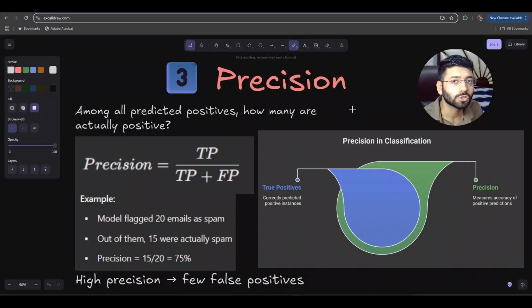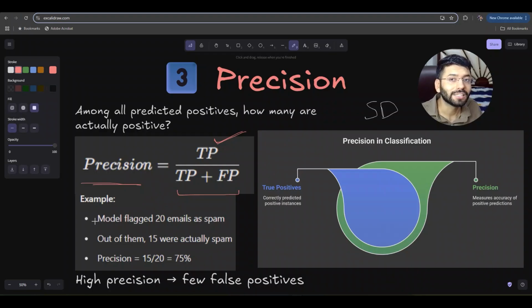Precision focuses on true positives. Among all the positives that you predicted, how many of them were true positives? For example, if we are talking about the spam detector system, positive in a spam detector would be to detect a spam email. So how many spam emails you detected? Basically, the precision will be true positive divided by true positive plus false positive. So how many true positives out of total positives predicted? Your positives predicted will be true positive plus false positive.